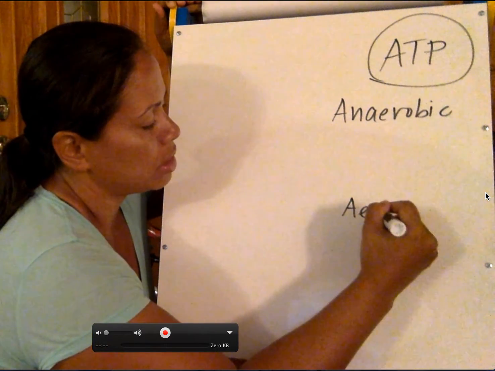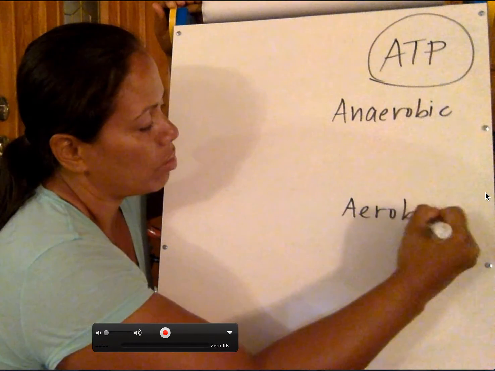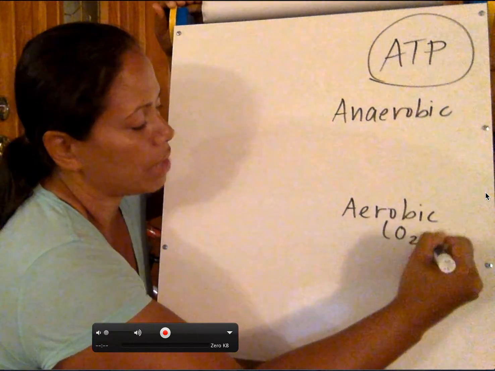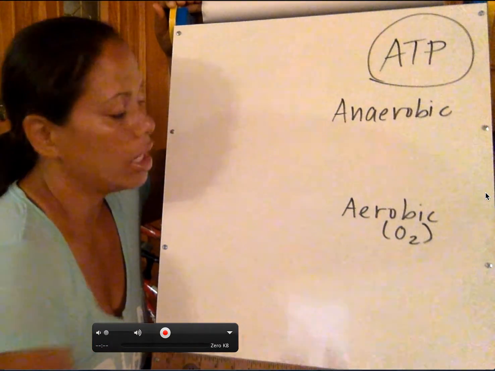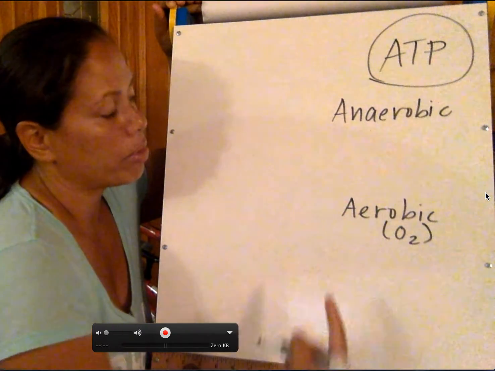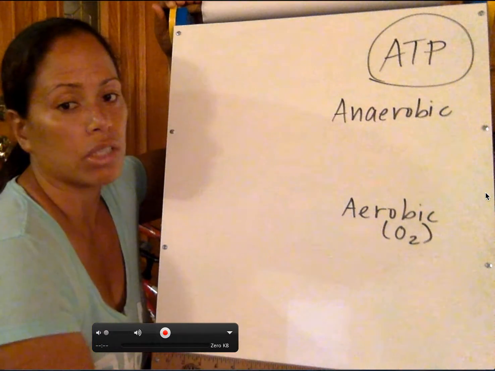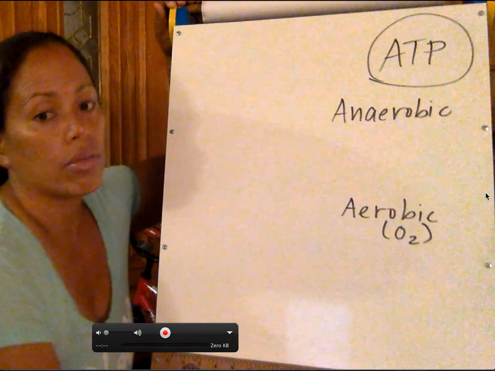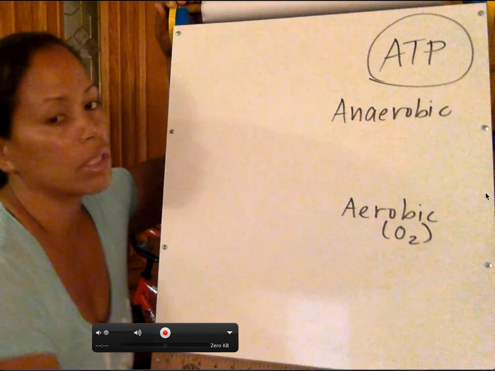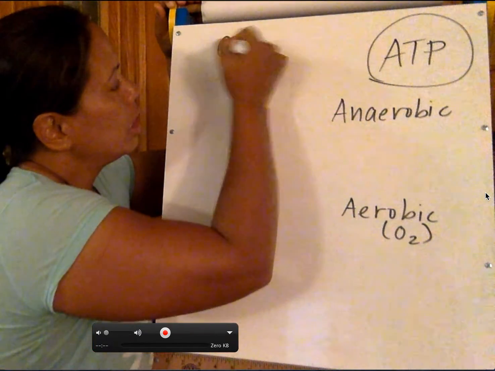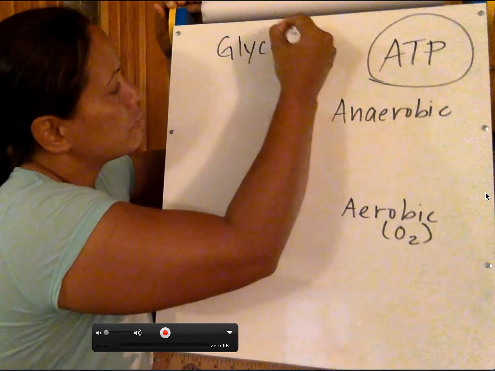What is the difference? Well, one requires oxygen as a final electron acceptor. It means in order for aerobic respiration and generation of ATP to occur, I need to have oxygen present. What are some of the anaerobic pathways? Well, the primary one that we want to know for class includes glycolysis.